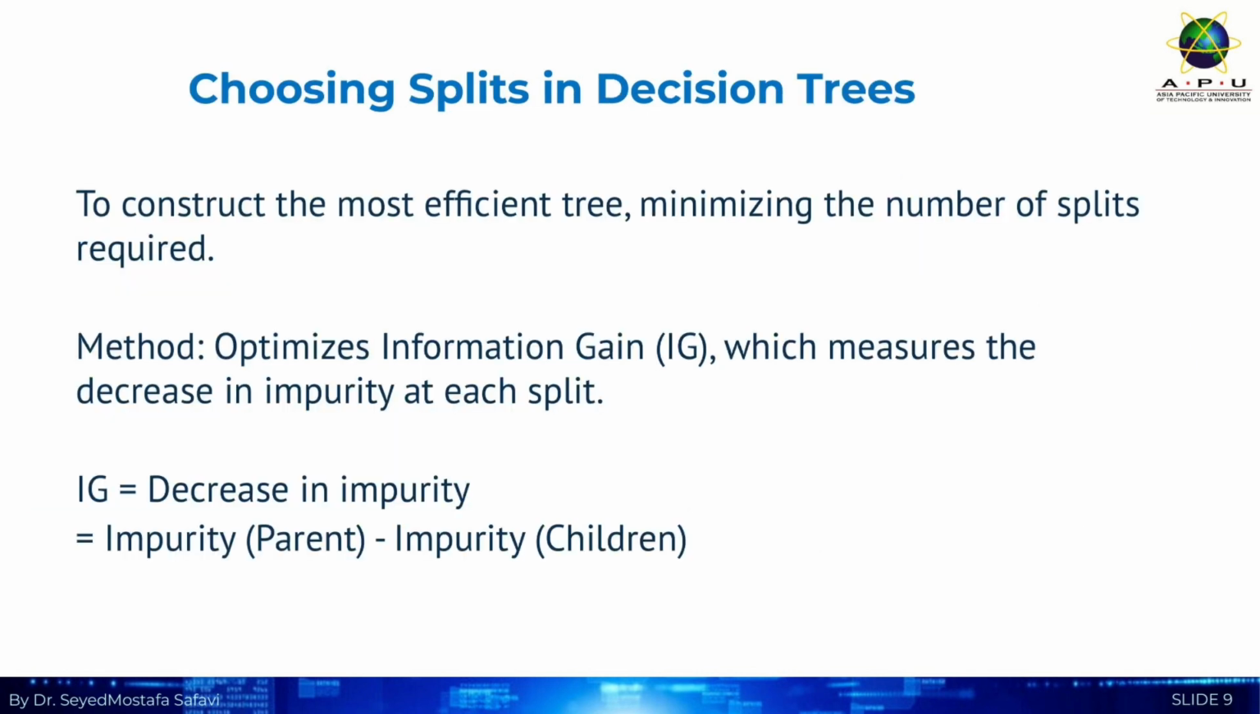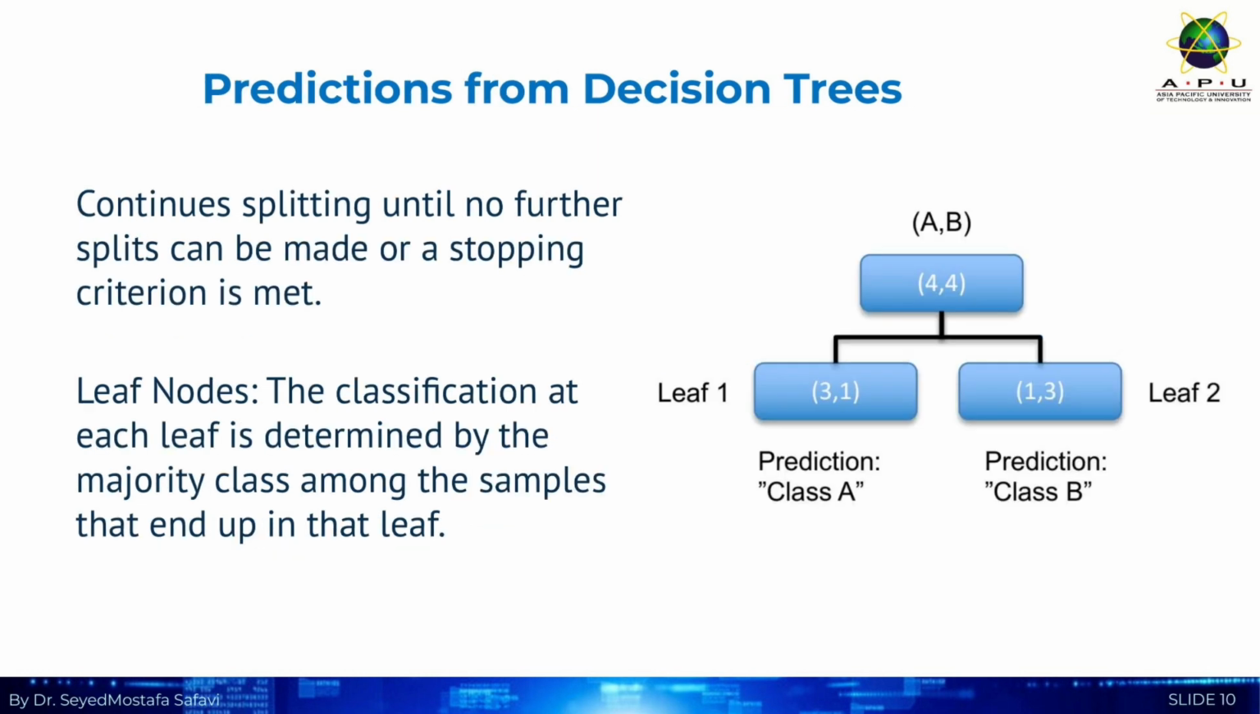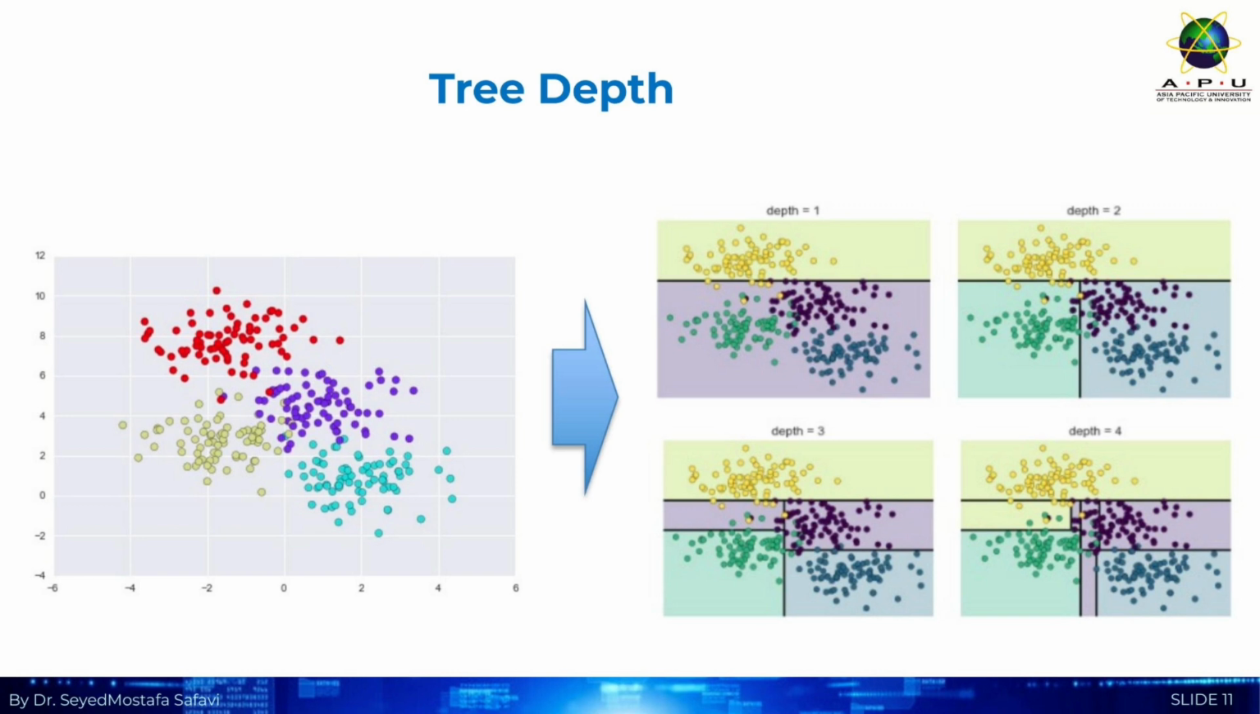To build the most efficient tree, we need to ask the best questions at each step. We want to find the split that helps us separate the data with the fewest questions possible. The method we use is called information gain, IG. Simply put, information gain measures the decrease in impurity at each split. Impurity is a term for how mixed up the data is in a node. If a node is highly impure, it means it contains a mix of classifications. We want to find the split that makes the children nodes as pure or unmixed as possible. We calculate it as impurity of the parent minus the impurity of the children. The splitting continues until we run out of good questions or we meet a set stopping rule.